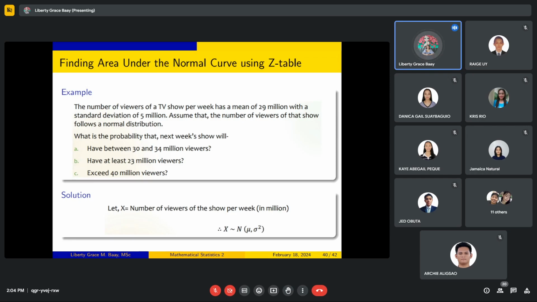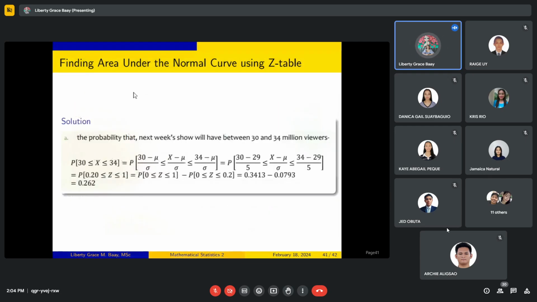So this is now the solution. Let x be the number of viewers of the show per week, in millions. So x is normally distributed with mean mu and variance sigma squared. The mean is 29 and the standard deviation is 5, so our variance is 25, since 5 squared is 25. Okay, so the first question is the probability that the next show will have between 30 and 34.